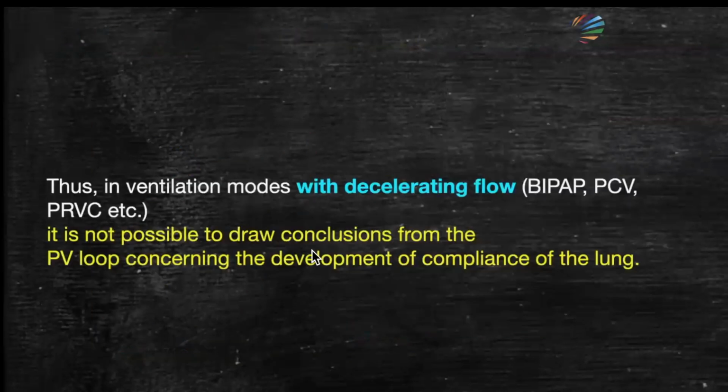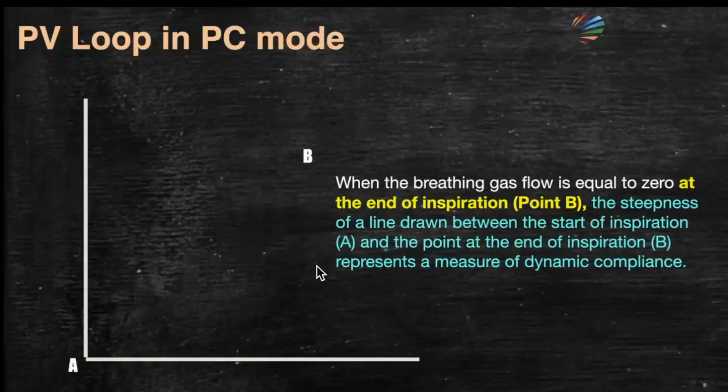So can we draw a conclusion about lung compliance in this kind of pressure volume loop? Some people say that pressure control mode cannot be used to comment about the lung compliance, which may not be entirely true, because first thing is, as the compliance is improving, even in pressure control mode, you will see there is improvement in the volume.